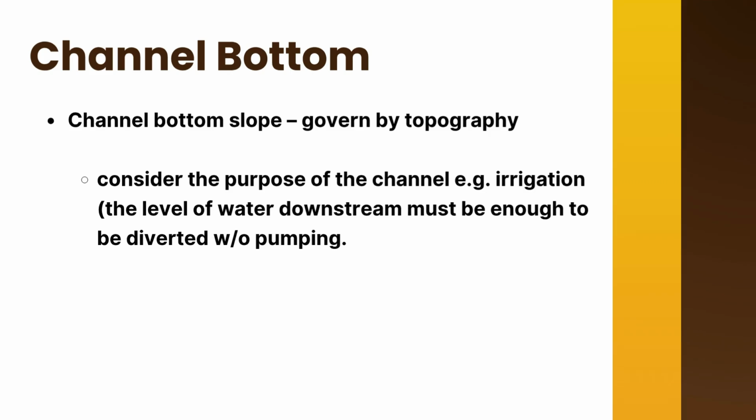In irrigation projects, the slope must be designed to ensure that water downstream reaches a level high enough to divert into fields, without needing pumps. So, the slope needs to be just right, not too steep, not too flat.